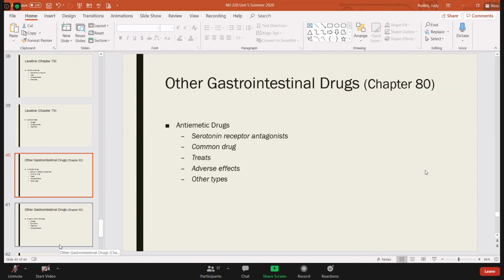Zofran is a nausea medication, so you want to make sure your patients understand that if they're nauseous, they should take the medication and not wait till they're actively vomiting, because it will be more effective when they take it when they're nauseated. Morning sickness, nausea from anesthesia, and viral infections such as a GI bug are reasons why we give patients Zofran.